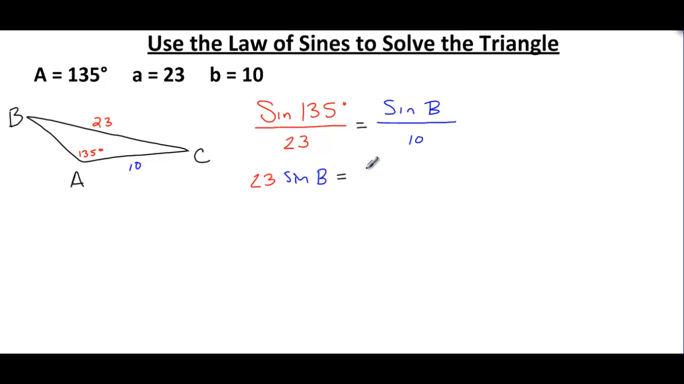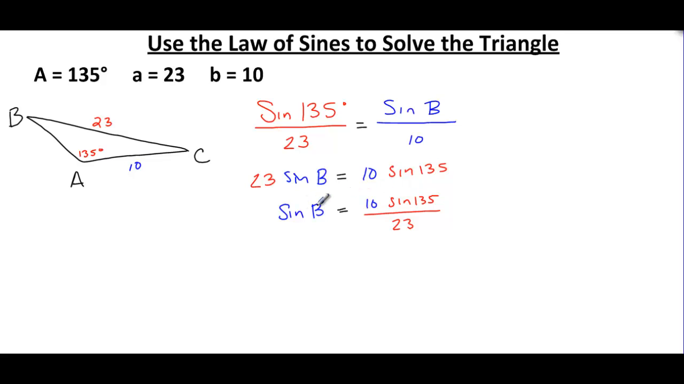Equals 10 times the sine of 135 degrees. Okay. I like to try to get this all by itself first and then type into my calculator, and I will show you how to do that. So I'm going to divide both sides by 23, and I get sine of angle B is equal to 10 times the sine of 135 degrees all over 23. Okay, just by dividing both sides by 23.